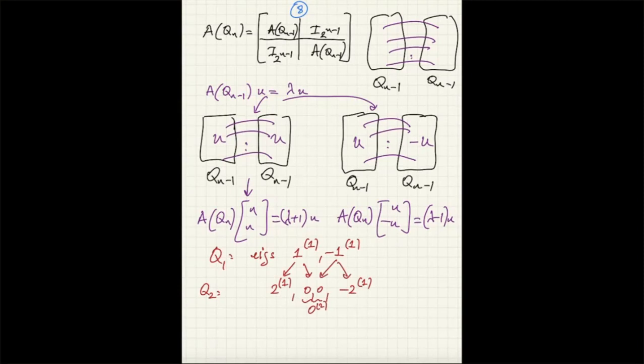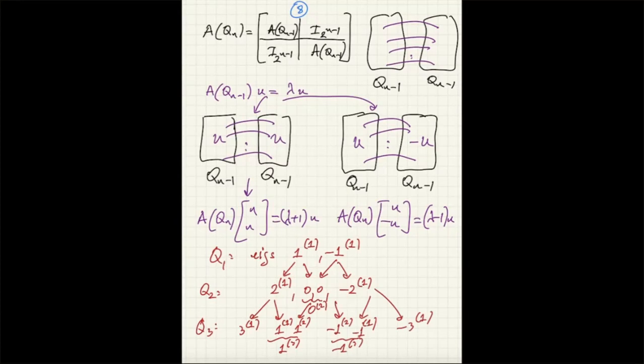Q3: this gives you 3, multiplicity 1. Then if you go to 1, we have a 1 from here, and then from these two zeros, we also get a 1. So together we have a 1 with multiplicity 1 and a 1 with multiplicity 2, so you get 1 with multiplicity 3. You get a minus 1 with multiplicity 2. Minus 2 gives you a minus 1 with multiplicity 1, so you get a minus 1 with multiplicity 3. And it gives you minus 3 with multiplicity 1. And so on.